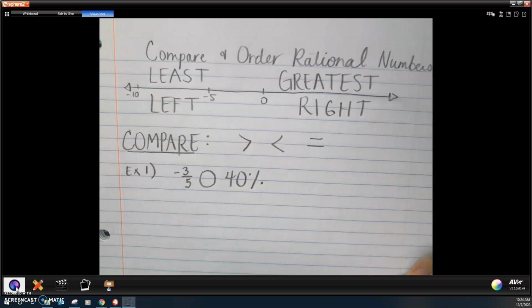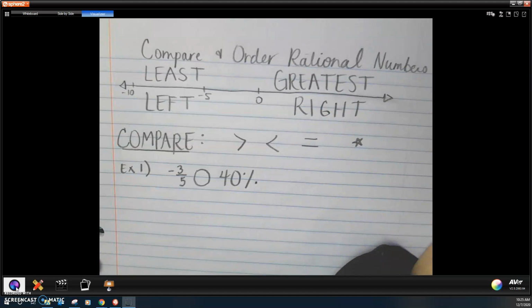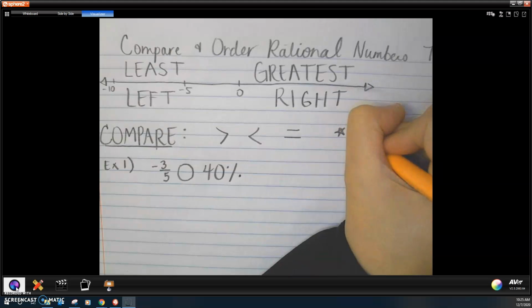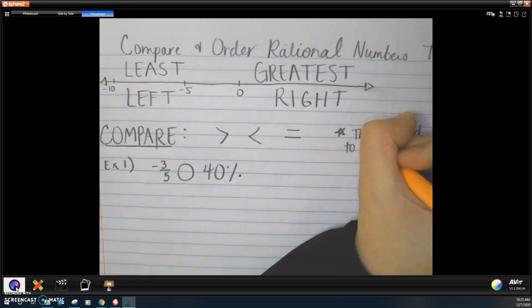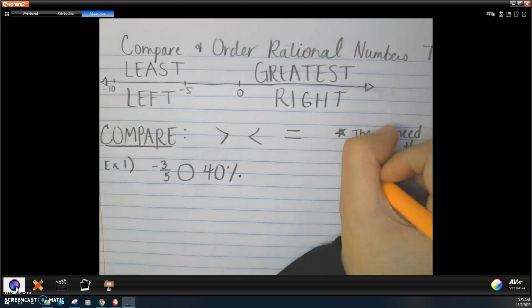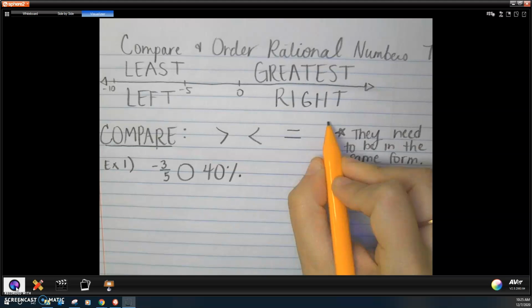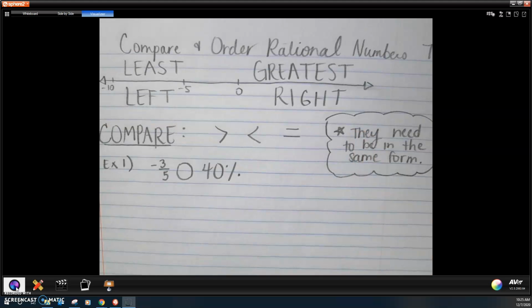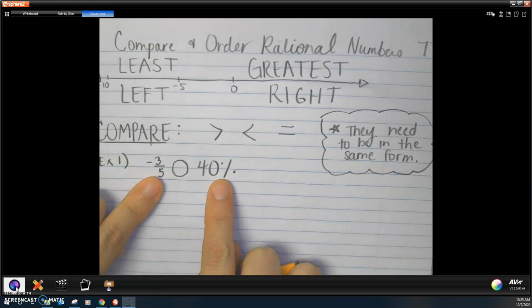So before we compare anything, we need to change everything to the same form. So to compare and order, they need to be in the same form. And I'm going to make that into a cloud because that is important. That means both of our numbers need to be the same. Either both have to be percents or they both have to be fractions.